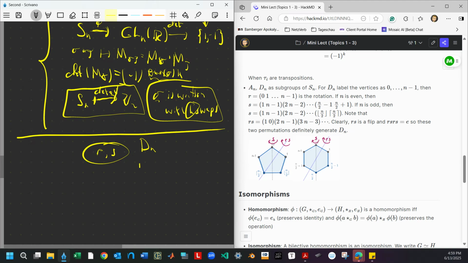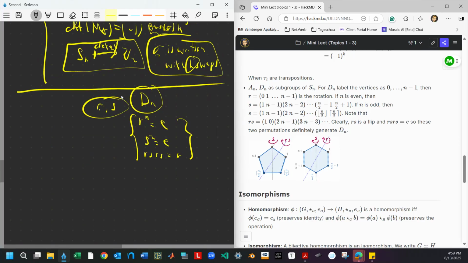Again, they satisfy the relations that R to the n equals E, right? And S squared equals E, and RS equals E, right? So that's all you need for the dihedral group. So any group generated by two things that satisfies those three relations and nothing else, right, is Dn. I mean, that's not something we've actually proved, but it's just a useful way to think about it. And as you get the feeling for it, you'll see that more and more. And when we talk about isomorphisms, we can make that a little bit more clear.